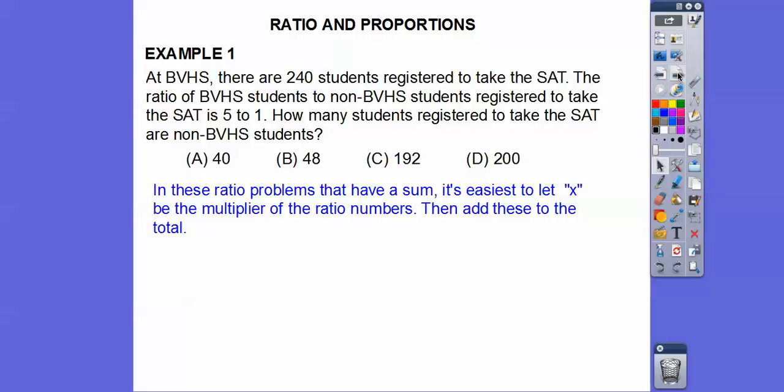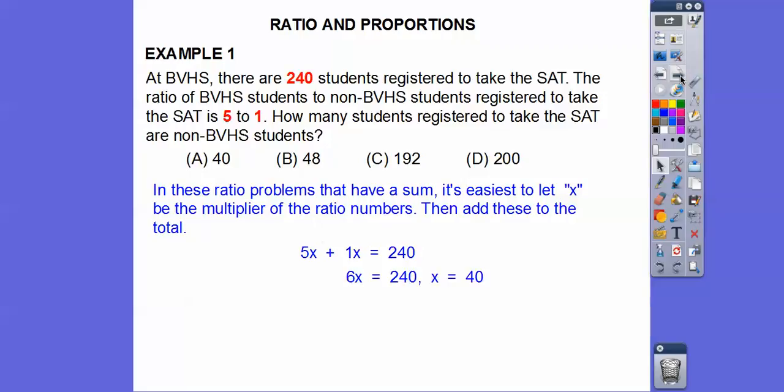All right, in these ratio problems that have a sum, the sum is 240, it's easiest just to let x be the multiplier of these ratios. So this would be 5x and this would be 1x, and then we add these together to give us this total right here, 240. So 5x plus 1x equals 240, and we get x equals 40. Then it's asking how many are non-BV kids? Well, that would be my 1x right there, so it equals 40.